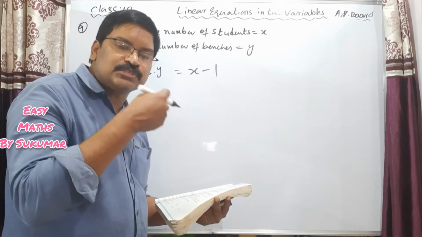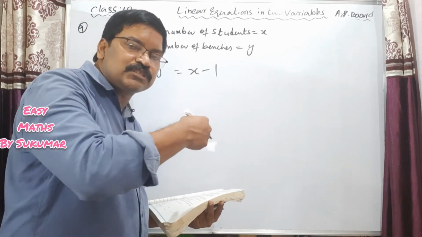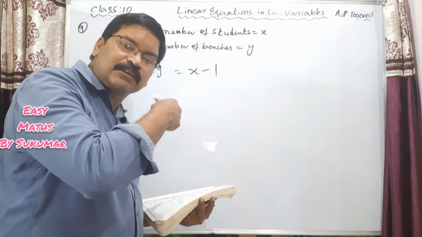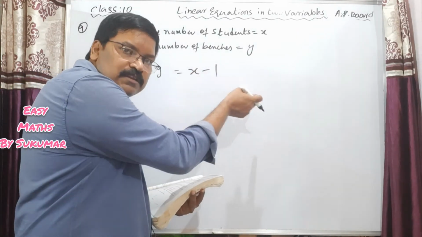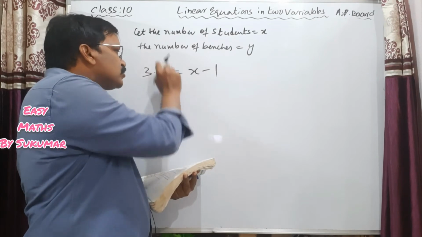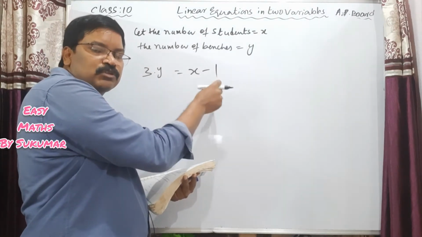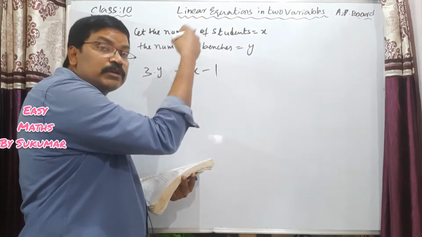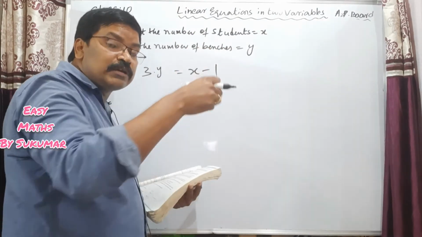From the actual strength of the students, just subtract 1. That means x minus 1. If 3 students sit on each bench, actually, if 3 are sitting, that should be equal to the strength of the class. But here one student is left.